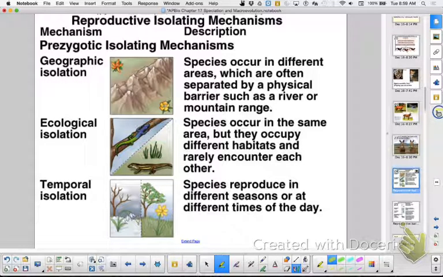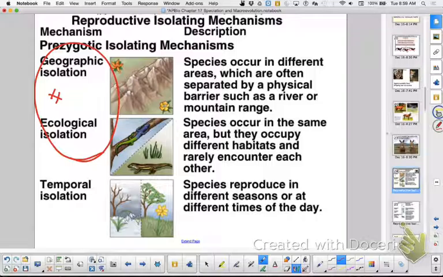For mechanical isolation, can you say that one genitalia is not... How did we group these together? Yeah, we grouped these underneath habitat. I just want you to be able to apply it to new situations. Did you go through those? Okay, keep going.